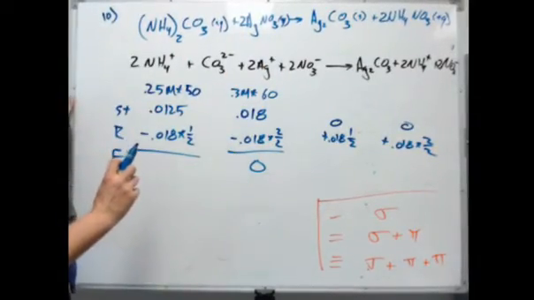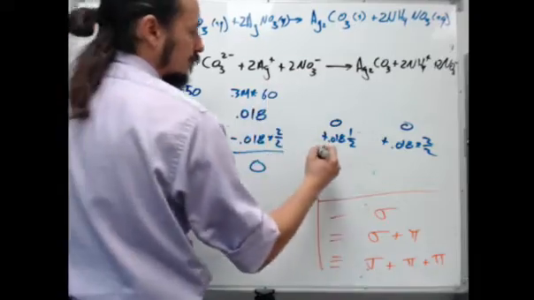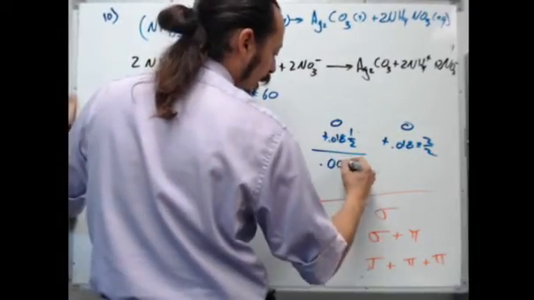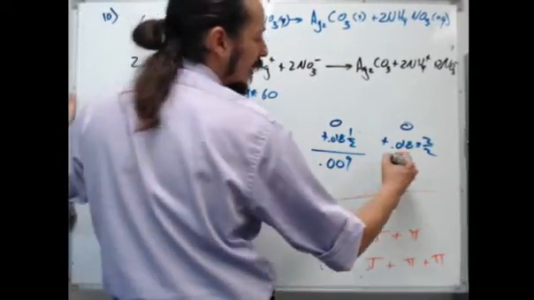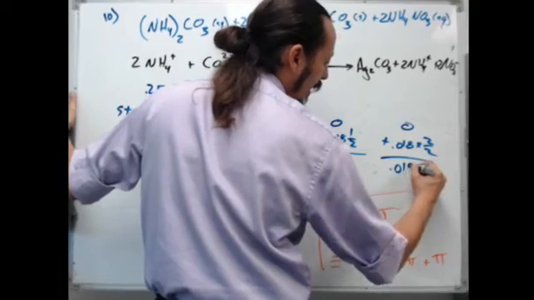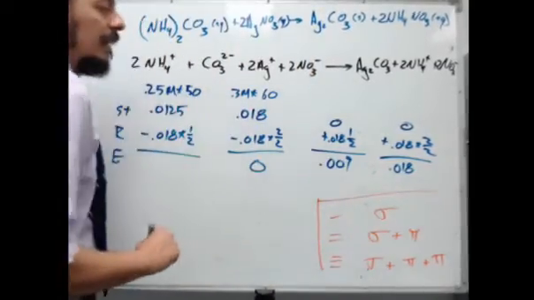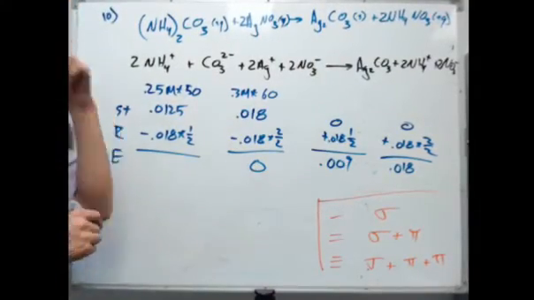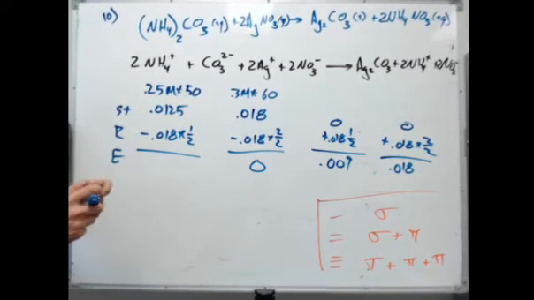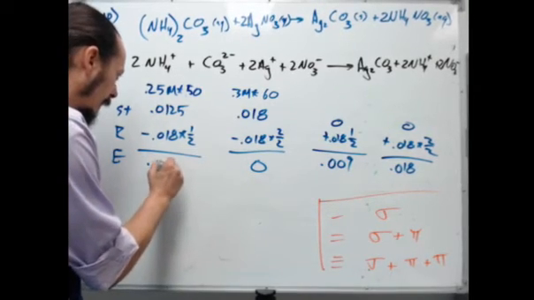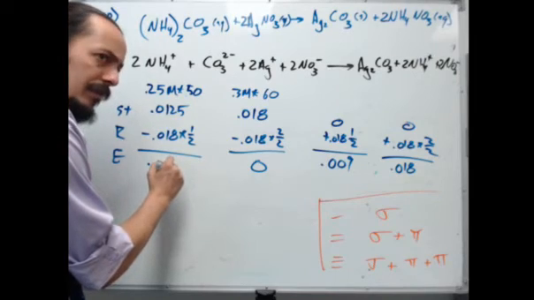0 because it's the limiting reactant, 0.009 because of the 1/2 factor, 0.018 because of the 2 to 2 ratio. 0.0125 minus 0.009 is going to be 0.0035.